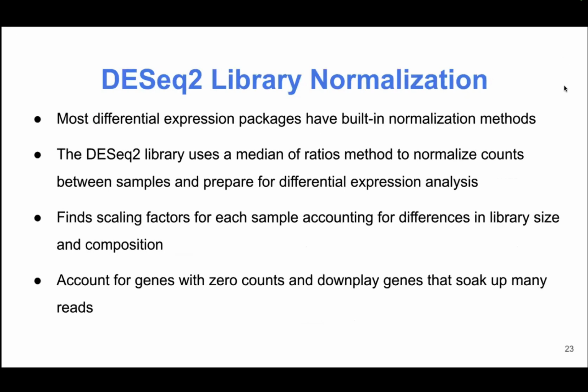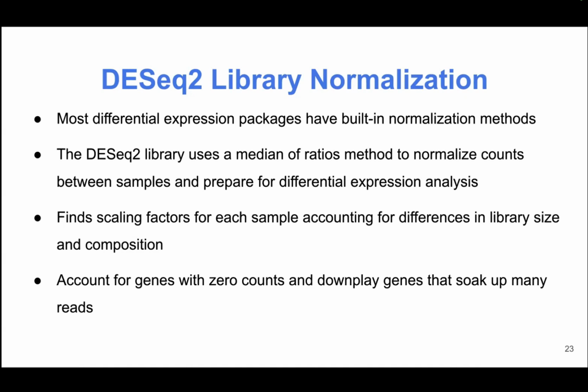And then the final normalization method that we'll discuss and walk through is the DSeq2 library normalization method. A lot of differential expression analysis packages that we'll use will have some sort of normalization method built into them. So when they take raw counts in, they're doing some normalization and then performing the differential expression analysis. In the case of the DSeq2 library, we're using a median of ratios method.